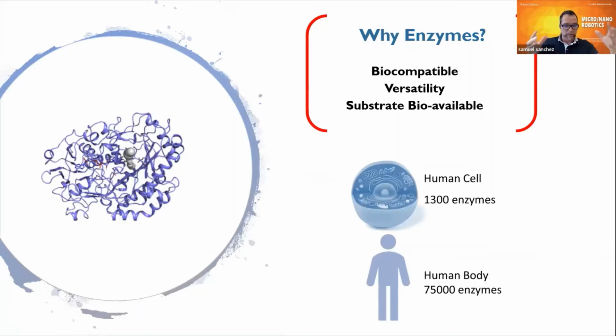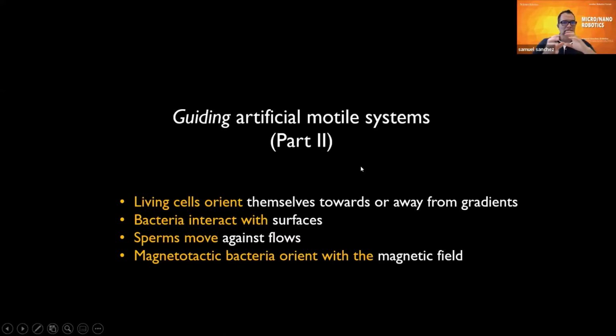So if you say, oh, Samuel, which systems can you work on, and where can you use your system? I would say, tell me what the substrate is there, and I'm sure we'll find an enzyme, because we have thousands of enzymes in our body which catalyze specific substrates. And you just need to coat the particles and generate this chemical gradient around them. Now, how to guide them? This will be the second part.